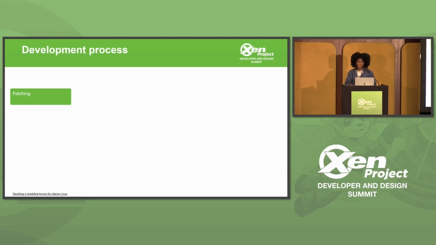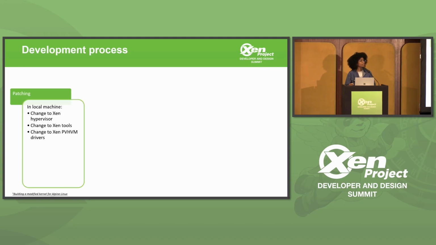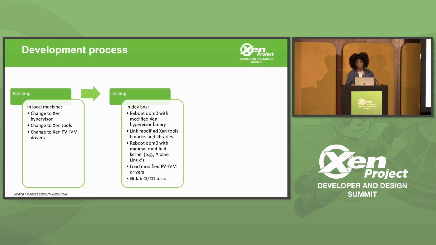So my development for Xen throughout the year consisted of bug fixes, adding support for new hardware features, or extending existing functionality. So it consisted of first patching. For changes to the hypervisor, I'd make the changes on my local machine, build and compile the Xen binary, send it to my dev box, and reboot Dom0 and try to observe the changes there, and that consisted of my testing.